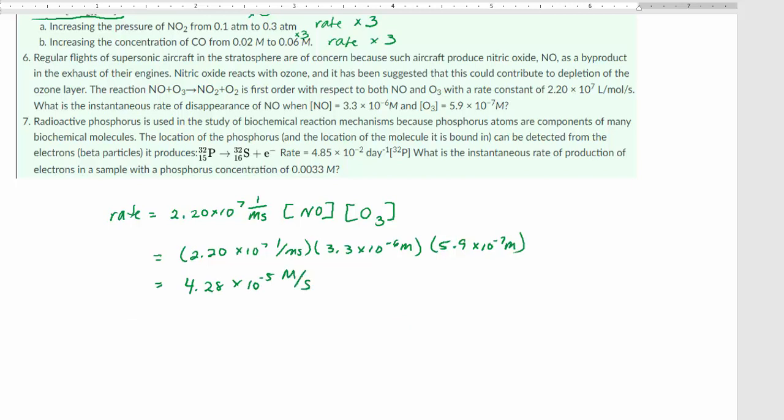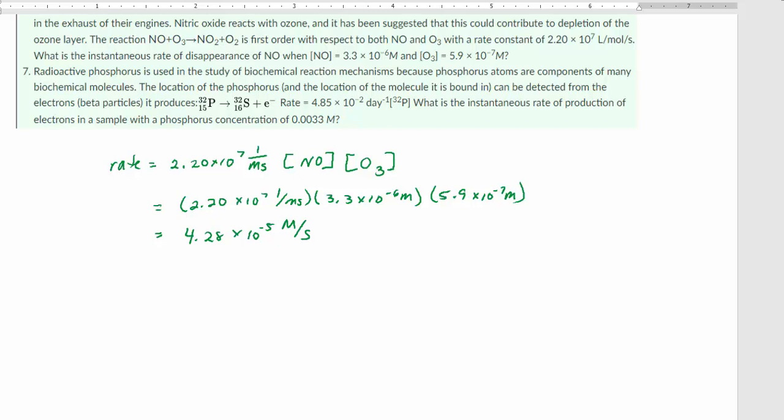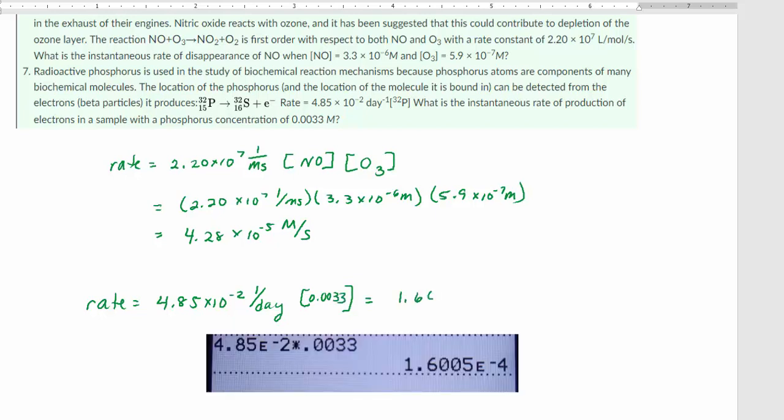Number 7. Again, we're given a story and we're told that the rate is equal to 4.85 times 10 to the negative 2, 1 over days, times the concentration of phosphorus 32. So what's the instantaneous rate of production in a sample of phosphorus concentration of 0.0033? Well, we're going to insert the values that were given. So 0.0033, and we calculate then a rate of 1.60 times 10 to the negative 5 molarity per day.